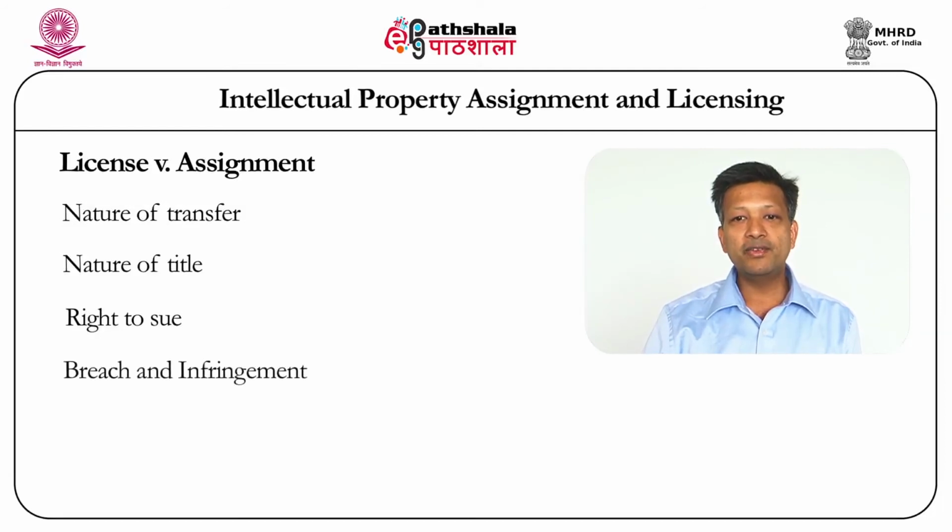Now, breach and infringement. In case of breach and infringement, the rights and responsibilities of the breaching parties are quite different if he is a licensee or an assignee. The consideration for license is usually in the form of periodical payments known as royalties, and the consideration for assignment is usually in the form of a lump sum payment.